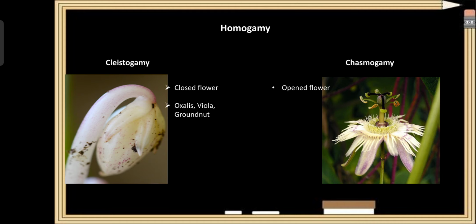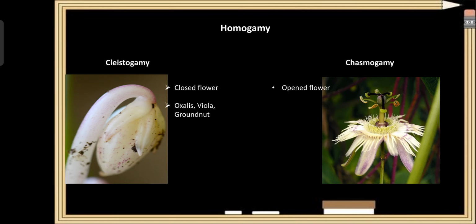So what is cleistogamy? Cleistogamy is the condition in which the flowers are bisexual and the pollination takes place in the closed flower. So what is chasmogamy? Chasmogamy is a condition where the pollination takes place in the opened flower. So in chasmogamy, pure autogamy is not possible here.